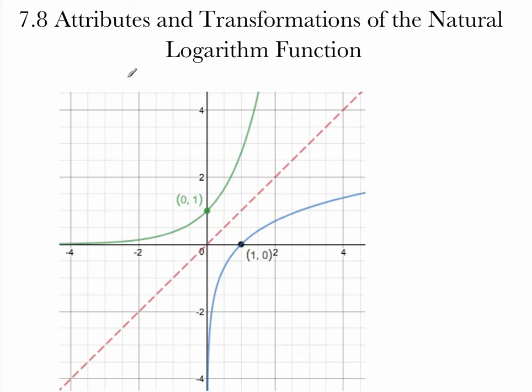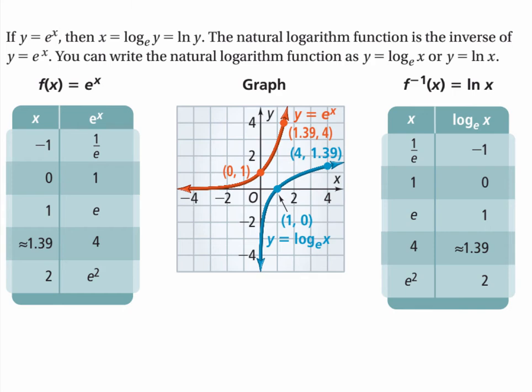Let's look at some attributes and transformations of the natural log function. Now, the natural log function is the inverse of y equals e to the x. You remember we talked about e being a very special number and occurring in nature. So if I have f of x is e to the x, then the inverse of that is y is equal to the natural log of x.